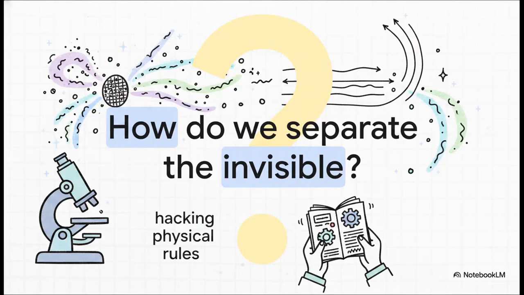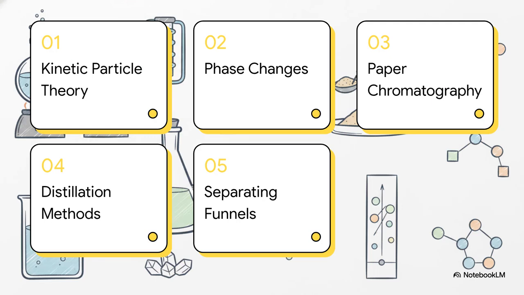It really all boils down to one massive question, right? How do we separate the invisible? How can we possibly untangle and identify specific substances when the particles themselves are far, far too small to see with the naked eye? It sounds like magic, but it's actually just a matter of hacking the physical rules of our universe. So here's our game plan for today.